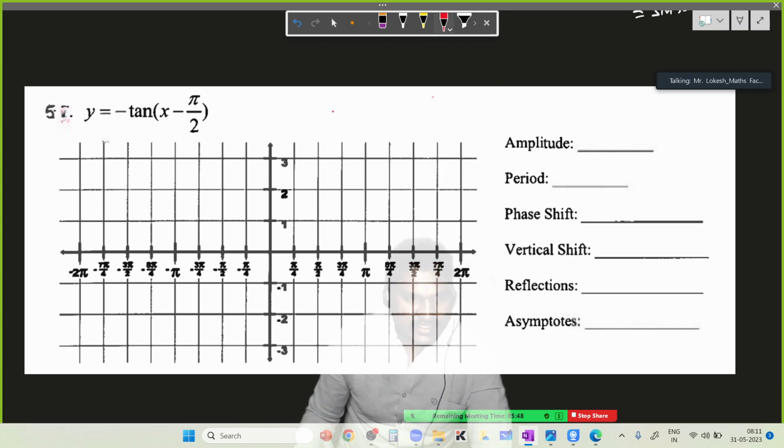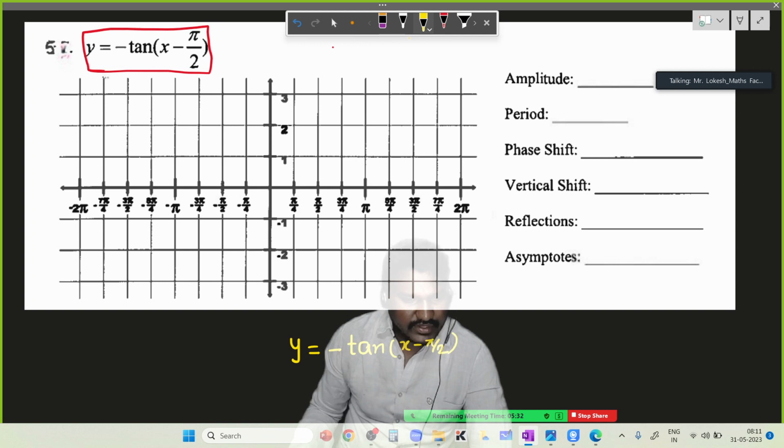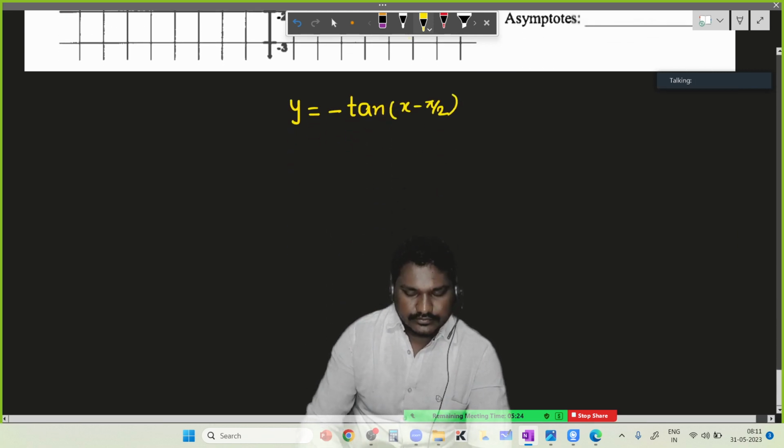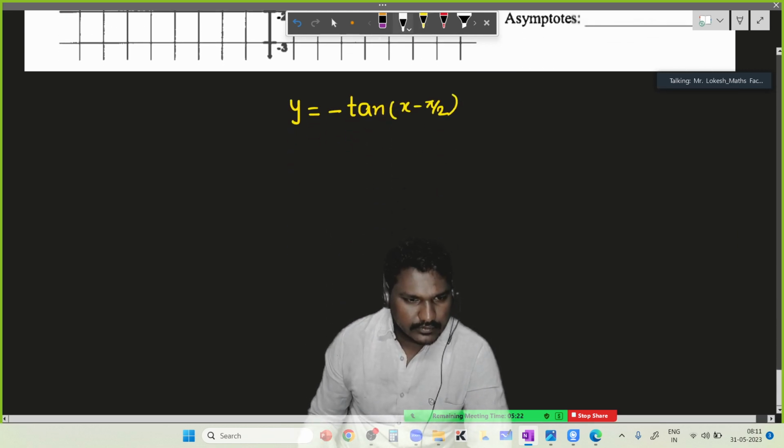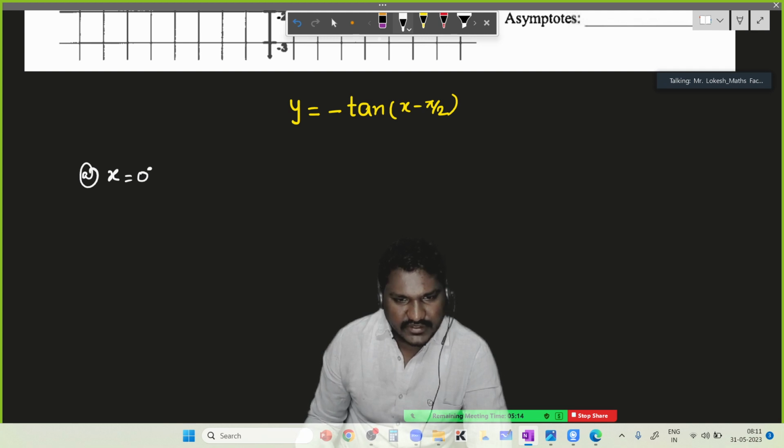So here the function is y is equal to minus tan of x minus pi by 2. So I'll write it here. The function is y is equal to minus tan of x minus pi by 2, and for every interval of pi by 4 we need to substitute the values of x here. Starting with x is equal to 0 degrees, we will just substitute the value of x inside the function.